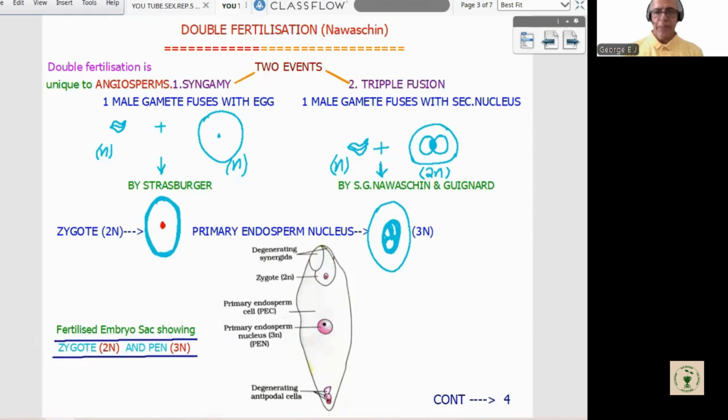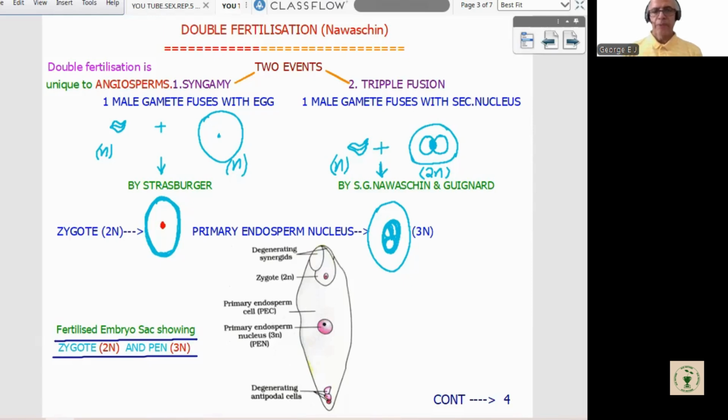Now, what is syngamy? SYN, we already discussed, means union. So in syngamy, gametes will be fused. One male gamete fuses with the egg. Remember, the ploidy of the male gamete is N, the ploidy of the egg is N. Syngamy was initially worked out by a scientist called Strasburger. The haploid male gamete fuses with the haploid egg, so in total it will be 2N ploidy level, giving rise to the zygote.